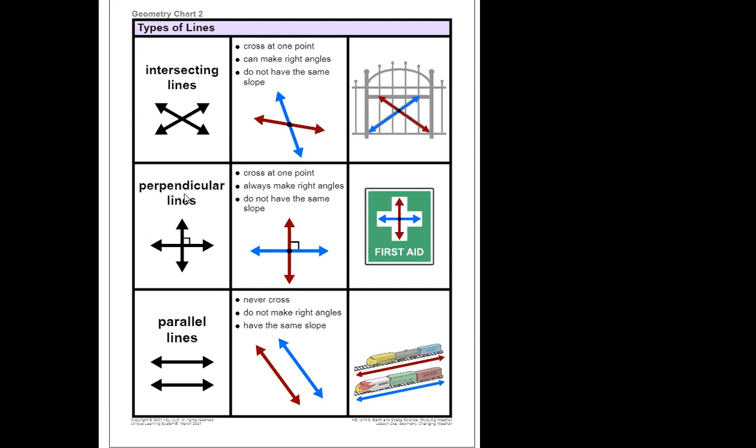So our next line are called perpendicular lines. They cross at one point. They always make right angles, and they do not have the same slope. So our difference here is that they always make right angles. Intersecting lines can make right angles, but not always. Our perpendicular lines always make right angles. Does that make sense?